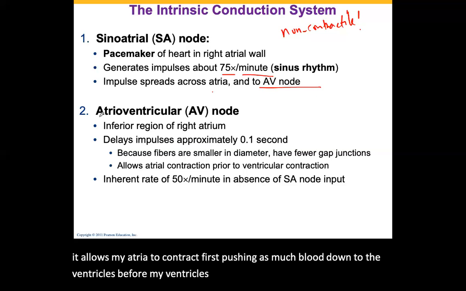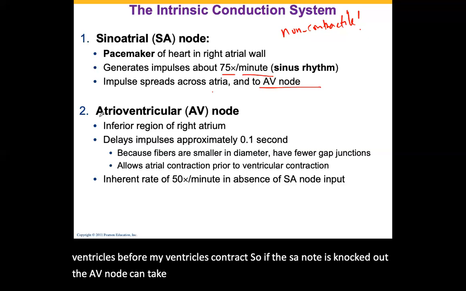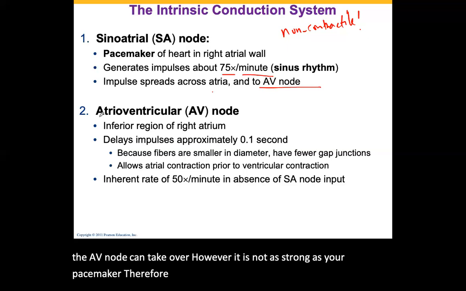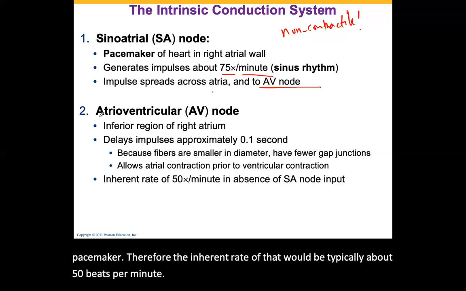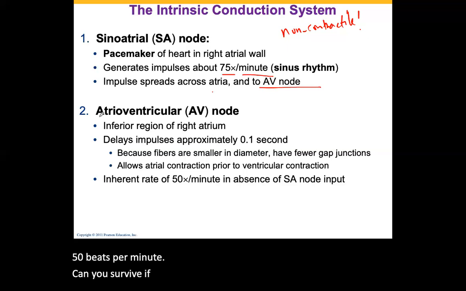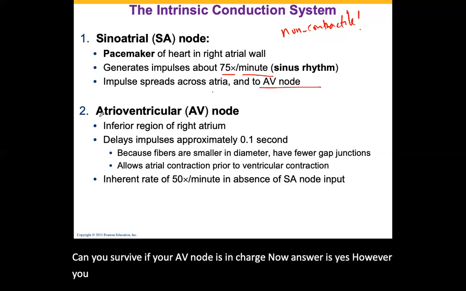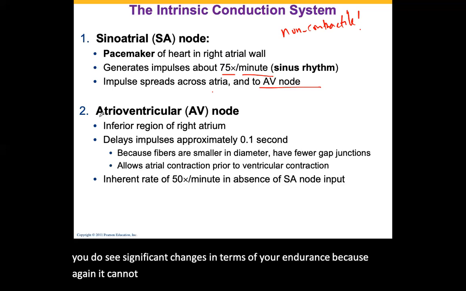If the SA node is knocked out, the AV node can take over. However, it is not as strong as your pacemaker, and its inherent rate would typically be about 50 beats per minute. Can you survive if your AV node is in charge? The answer is yes. However, you do see significant changes in your endurance because it cannot adjust as effectively compared to your SA node.